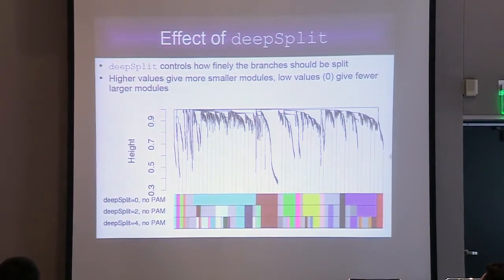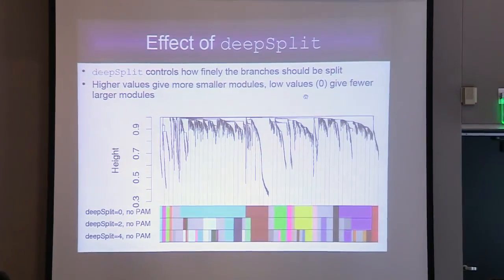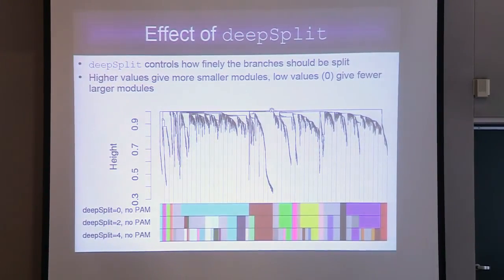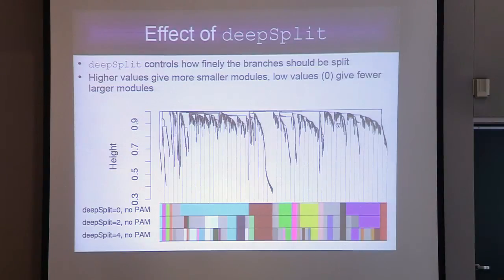Here's a clustering tree of 3,600 genes from mouse liver data. It's not very important what the data come from, but it is a real data set, and it's a relatively complicated tree. If you set deepSplit to 0 and you don't use the PAM stage, you will get relatively large clusters. Most of the clusters will be relatively large, so there's not that much splitting.